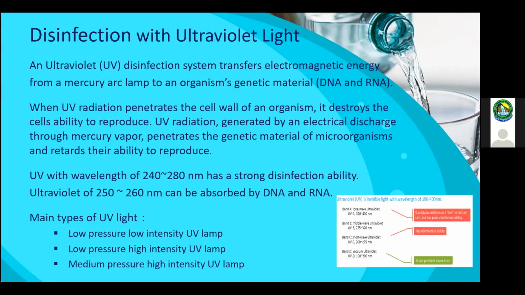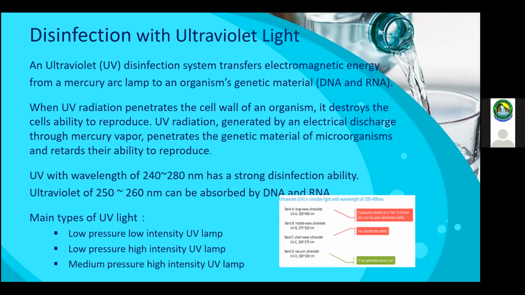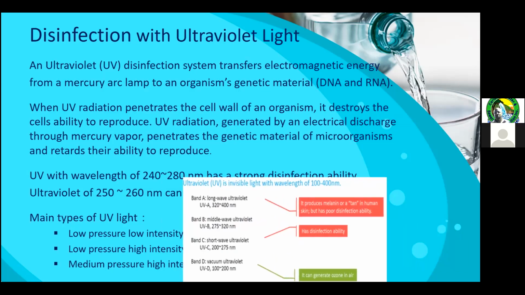You have three main types of UV light: low pressure, low intensity UV lamp, low pressure, high intensity UV lamp, and then a medium pressure, high intensity UV lamp. And if we look at this illustration at the bottom here, ultraviolet light is invisible light with a wavelength anywhere between like 100 and 400 nanometers. But band A, which is between like 320 to 400 nanometers, is what produces a tan on human skin, but it is a poor disinfectant.